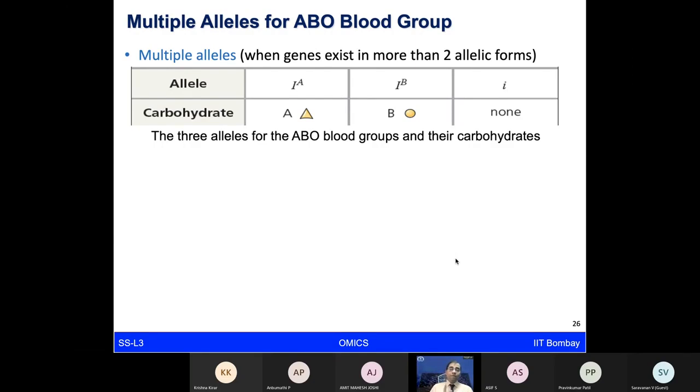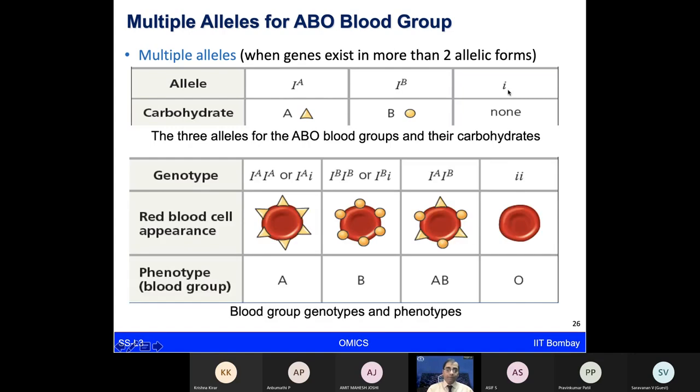These are cases where one gene exists in more than two allelic forms. Now we are talking about multiple alleles. What we talked about in Mendel's pea plant case was one gene, two alleles. What we are talking about now, in the human blood grouping property, is one gene, multiple alleles. So here the notation is based on the carbohydrate, or the sugar moiety, present on the RBC. I is the notation, where capital A and capital B show the carbohydrates present on the RBCs, and if they are absent, that is none, and this is shown with a small i.